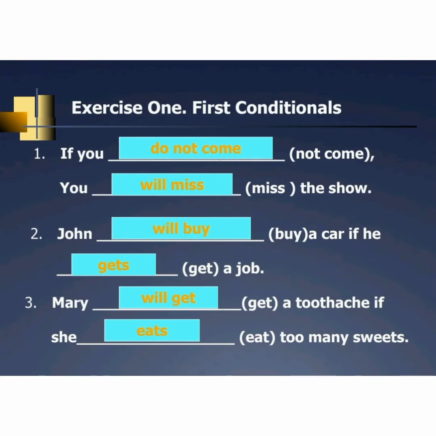Exercise 1. First conditionals. 1. If you do not come, you will miss the show. John will buy a car if he gets a job. Mary will get a toothache if she eats too many sweets.